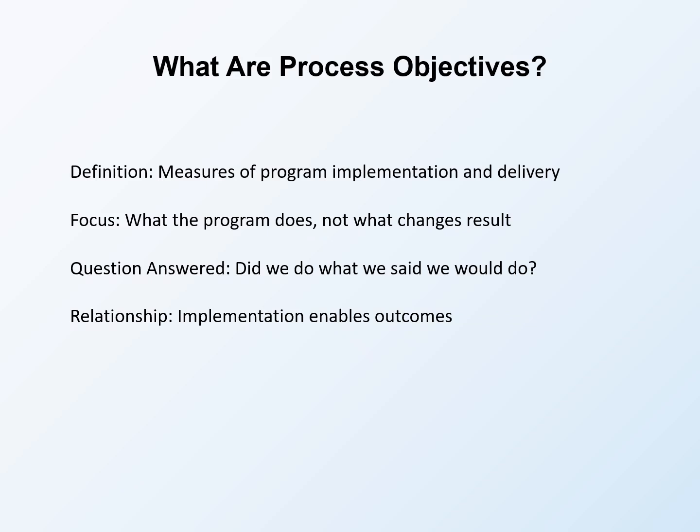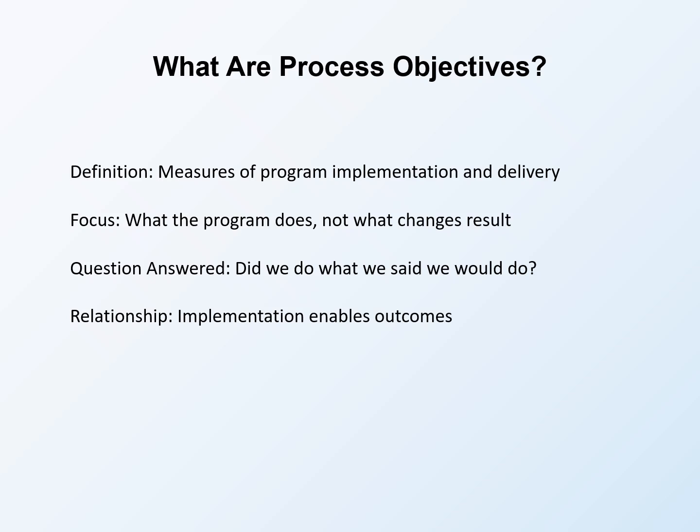Process objectives measure program implementation and delivery. They focus on what the program does rather than what changes result in participants. The question process objectives answer is whether we did what we said we would do. Did we conduct the planned activities? Did we deliver services to the intended participants? Did we follow the designed approach? These questions matter because funders want accountability for their investment.